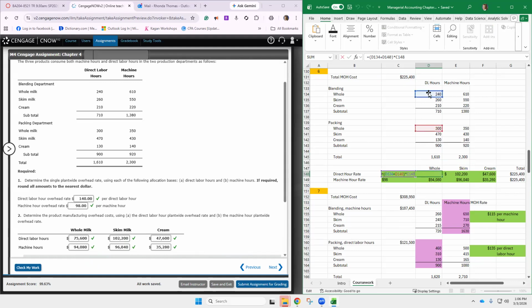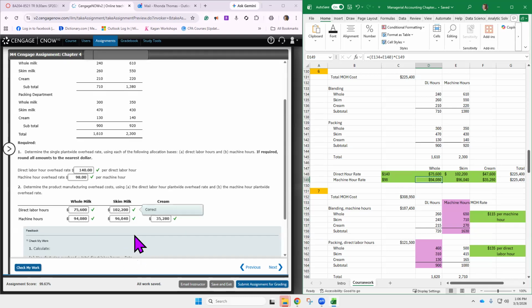So the first one, we take the 2 whole direct labor hours, 240 and 300. You add those 2 together times the rate, times $140. You get 75,600. Let's stay with the whole.